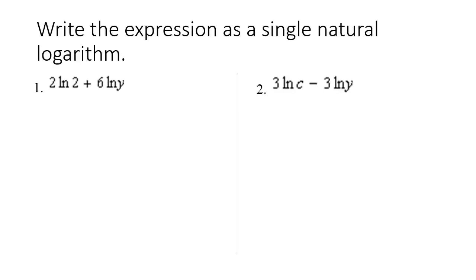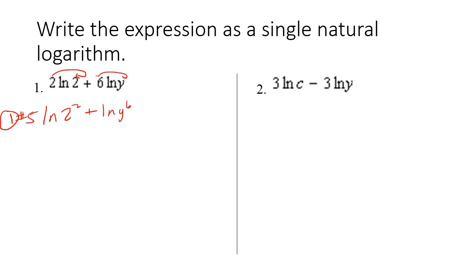Okay, so here we're going to write the expression as a single natural log. So step 1 tells us to use the power property of logarithms. So step 1, we're going to use property number 5. That means my 2 and my 6 go from being coefficients to being exponents. So we have natural log of 2 squared plus the natural log of y to the 6.